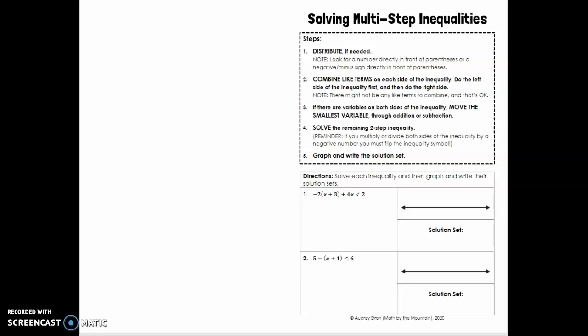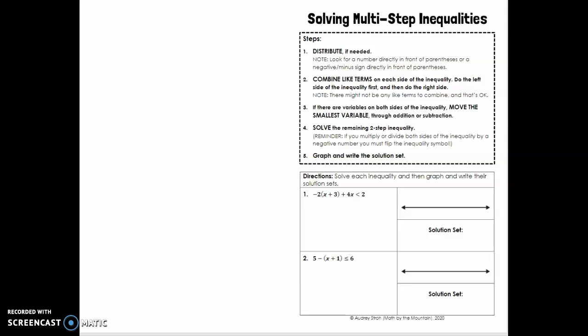All right, so our next lesson was solving multi-step inequalities. Inequalities use a different sign than the equal sign. You have greater than, less than, greater than or equal to, and less than or equal to. And the steps here are going to be the same as we solved equations. There are a few minor differences here.